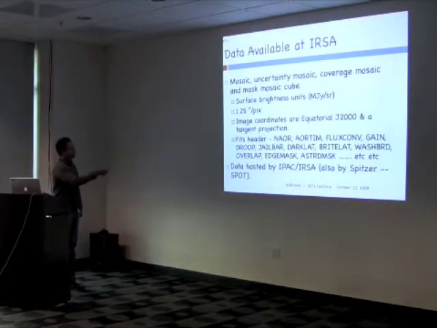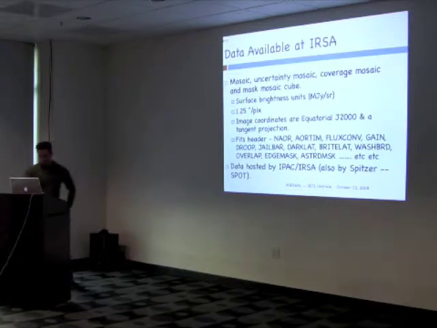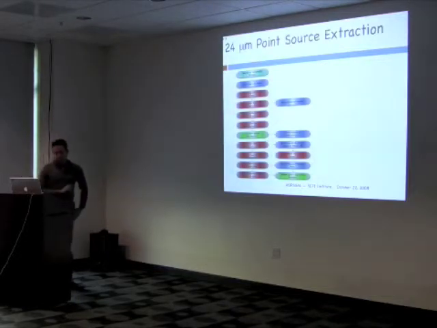So what is available? We have the input mosaic, big mosaics, 1 degree by 1 degree. We have the uncertainty images, coverage, masks, and so on and so forth. An important thing to note is that the units are megajansky per steradian, and the pixel size of the image that you see on the sky is 1.25 arc seconds.